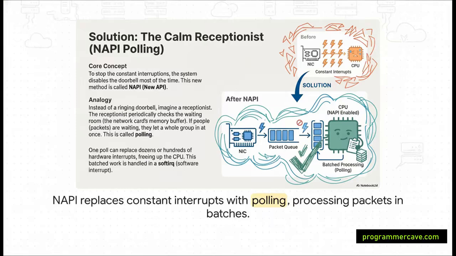So the solution is to flip the model from interruption to polling. Instead of that frantic, constantly ringing doorbell, I want you to picture a calm receptionist. This receptionist doesn't jump up every single time someone walks in. No, instead, they periodically check the waiting room and then process everyone who's waiting all at once, in a single, efficient batch. And that is the core idea behind a Linux kernel feature called NAPI.